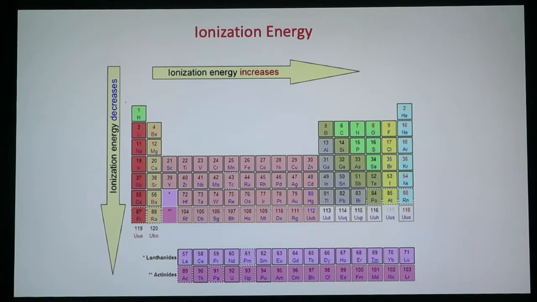These inner electrons shield the outermost electrons from the full attractive force of the nucleus. This electron shielding causes the outermost electrons to be held less tightly to the nucleus. Therefore, the atom needs less energy to lose its valence electrons.